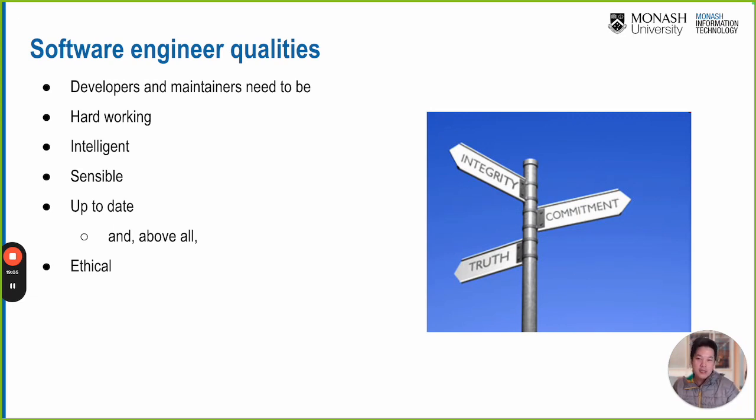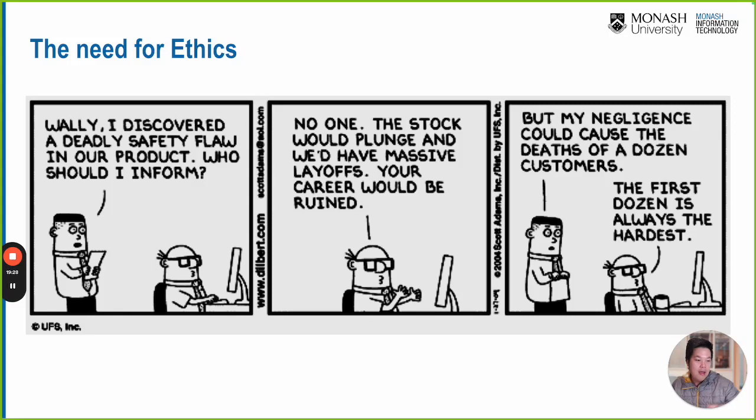Being a good software engineer means you should be hardworking, intelligent, sensible, able to make the right logical reasoning, and up to date. And the most important part is that you should be ethical as well. We don't want to hire someone that is unethical. Here is an example story. That's why we need everyone to have good ethics in mind.